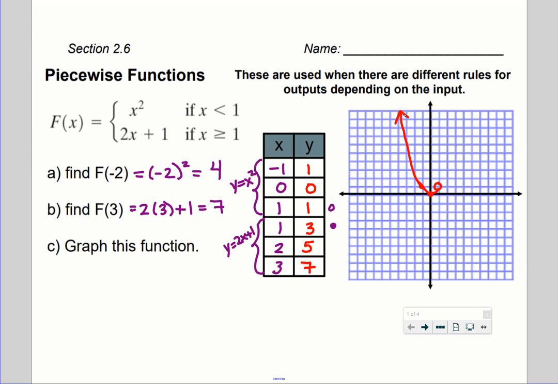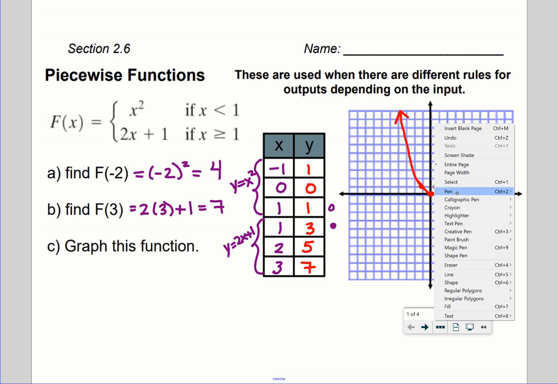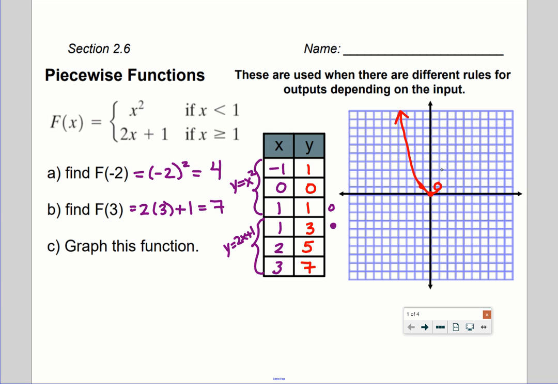My other 3 points, 1, 3, closed circle, 2, 5, 3, 7, and that's just a y equals mx plus b equation, so that's going to make a line. That piece was only defined for x values greater than or equal to 1, so it's all the numbers from 1 and then extend it forever to the right is what that tells us. So we're going to have a line going to the right, and that is the graph of your piecewise function.